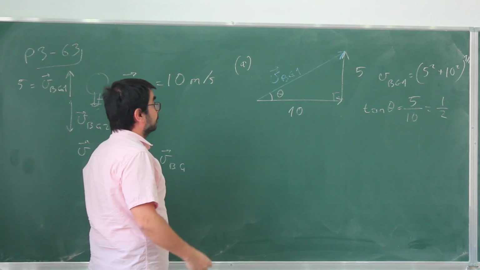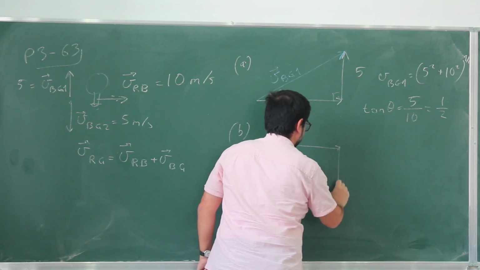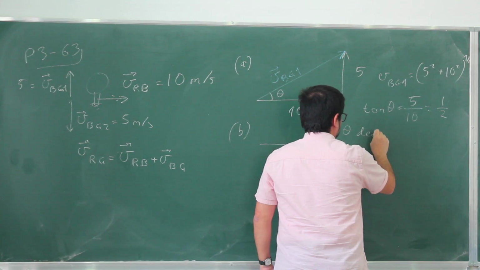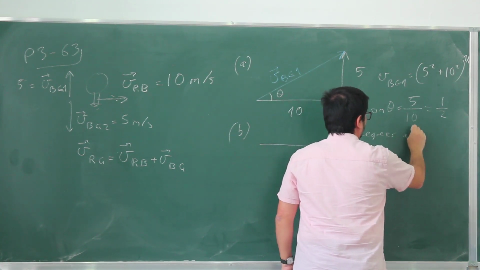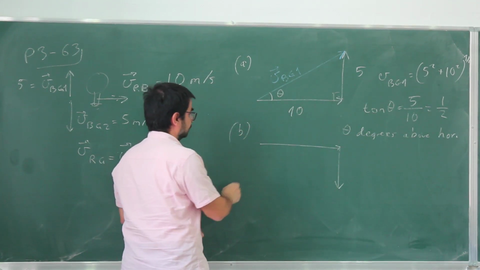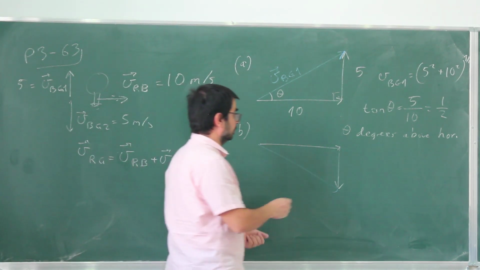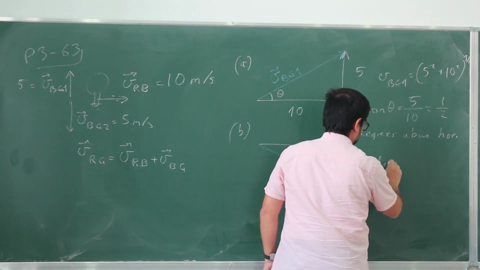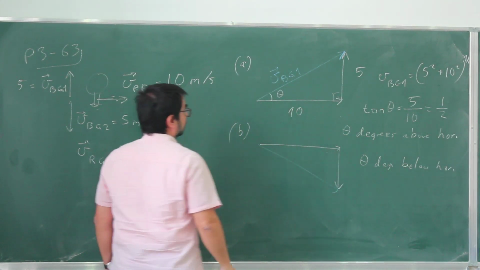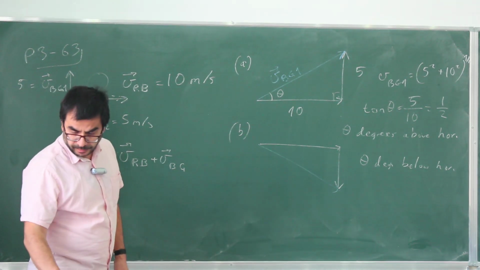Okay. Now, for part B, we are going to have sort of the opposite case. We have 10 this way and 5 that way. Theta degrees above horizontal, I would write, if you want to indicate the direction. And here we get something like this. Everything is going to look the same, but this time we are going to get theta degrees below horizontal. And it's just the same triangle reflected downwards. And this is how I would answer this question.